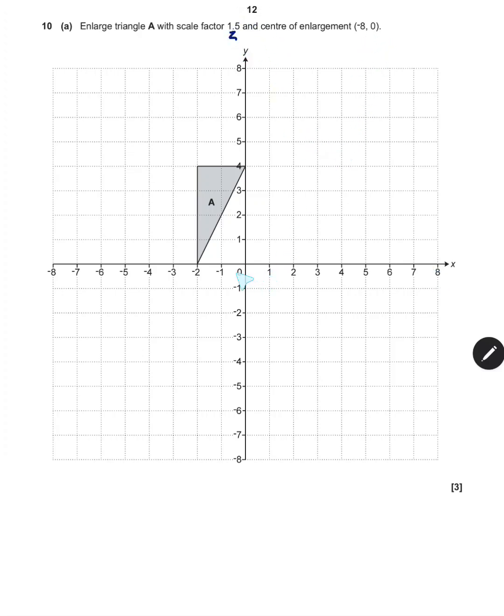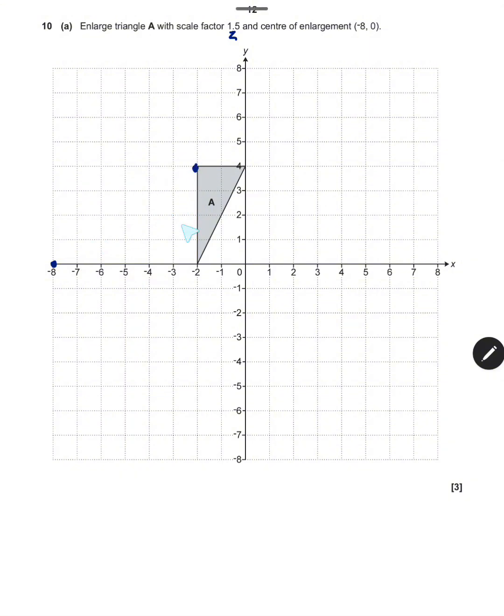Question 10, we've got an enlargement to do, and the scale factor is 1.5, and we need the centre of -8, so across to -8 and up to 0, so that's where we're enlarging from. What we're going to do is draw this shape 1.5 times bigger, but the distance from this point to each corner also needs to be 1.5 times bigger. So I'm going to do it point by point.